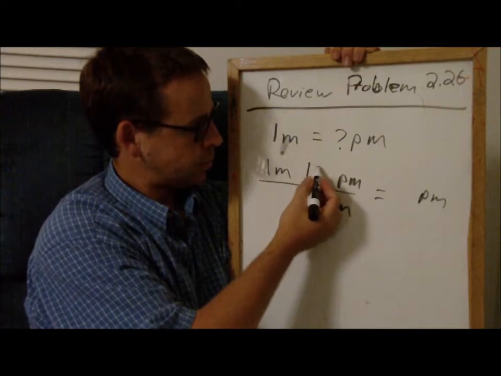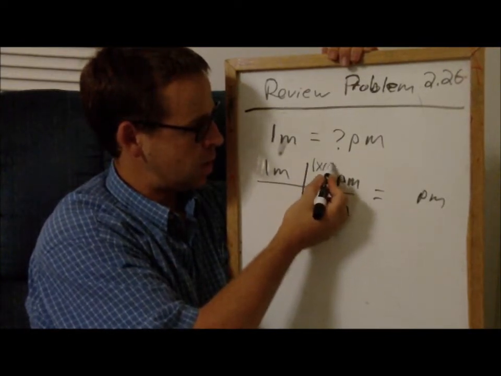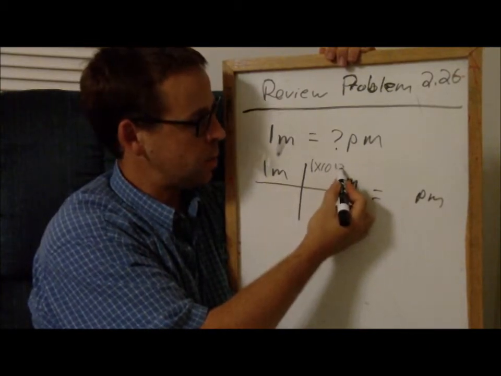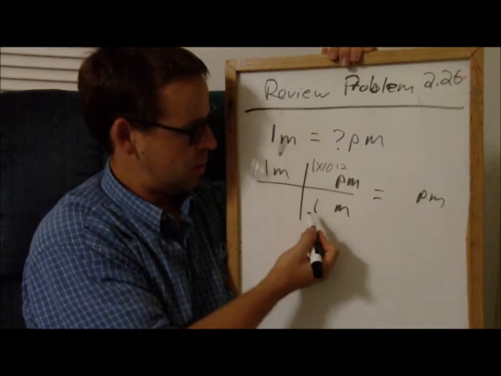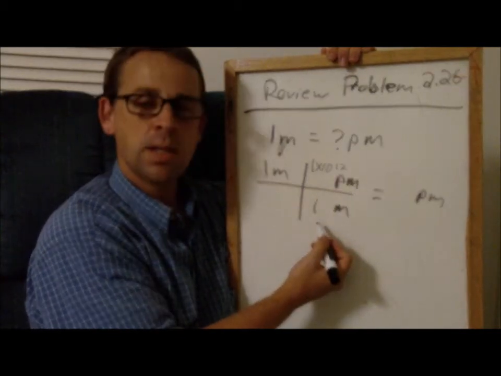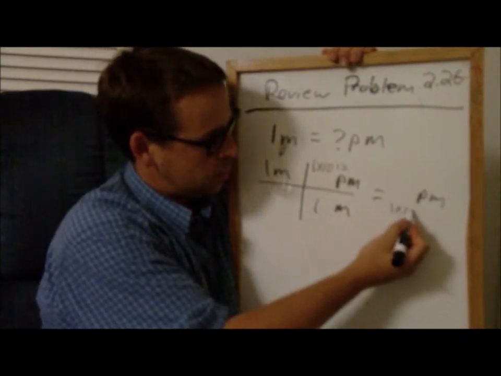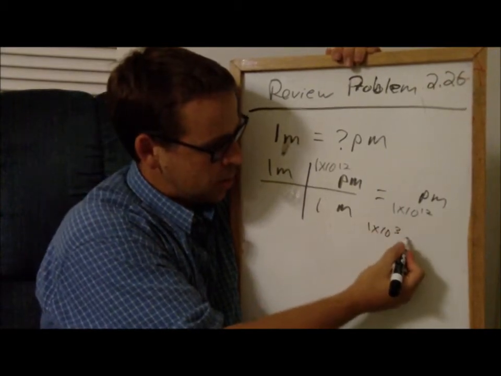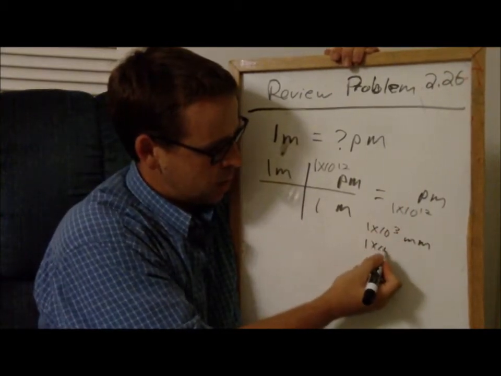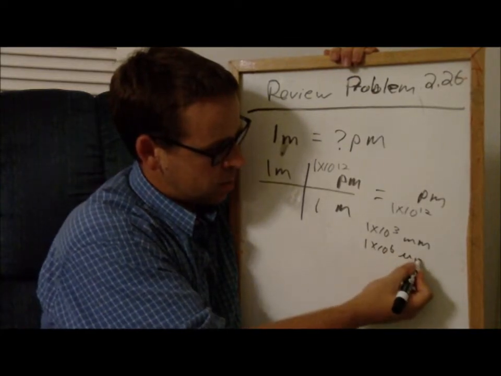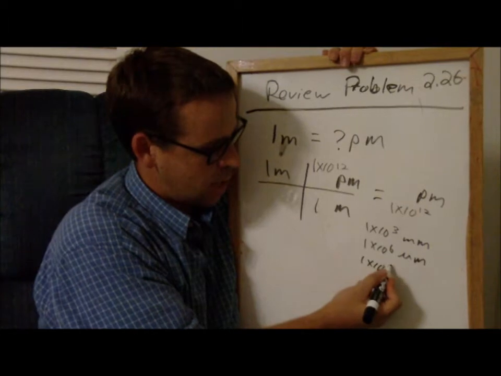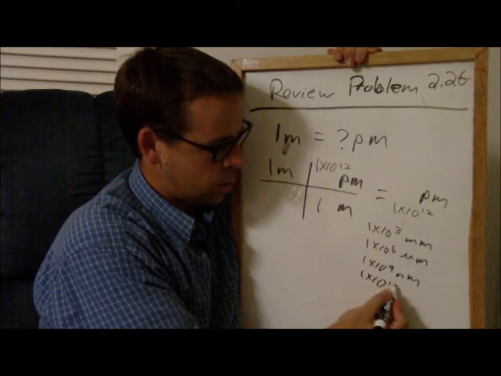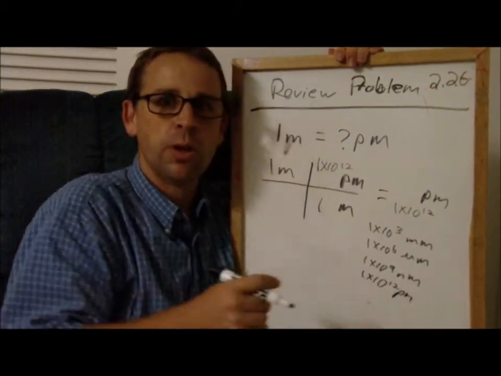So that's 1 times 10 to the 9th is nano, and then 12th is pico. That many picometers in 1 meter. So the answer is going to be 1 times 10 to the 12th picometers. Again, 1 times 10 to the 3rd, that's millimeter. 1 times 10 to the 6th, micrometers. 1 times 10 to the 9th, nanometers for every meter. And 1 times 10 to the 12th, picometers for every meter.